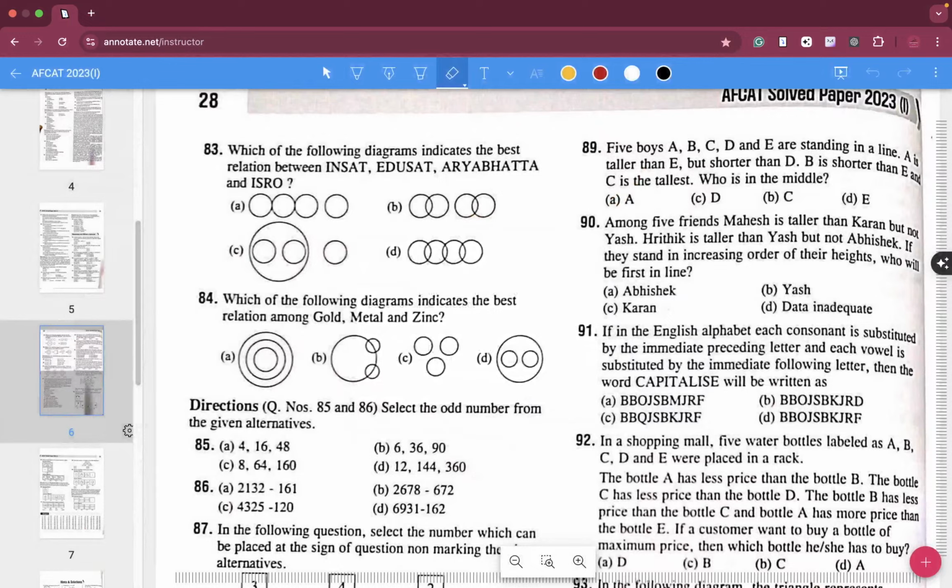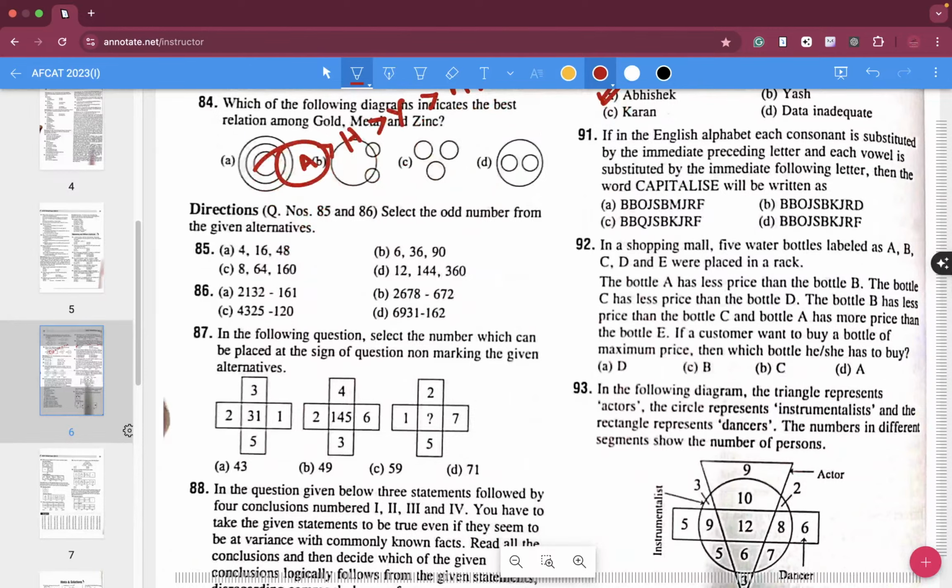If Mahesh is taller than Karan, but not Yash, that means Yash is taller than Mahesh. Ritik is taller than Yash, but not Abhishek, so Abhishek is over here. If they stand in the increasing order of their height, who will be first in the line? The first in the line will be Abhishek.